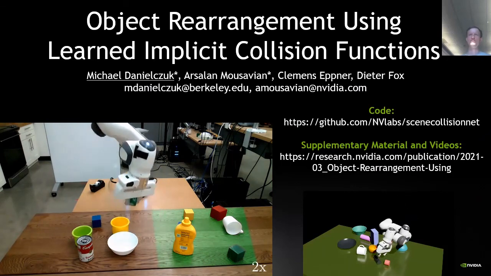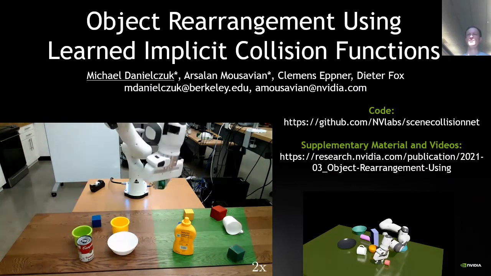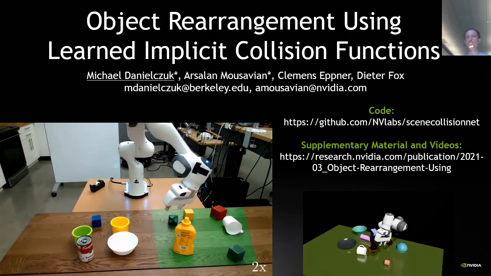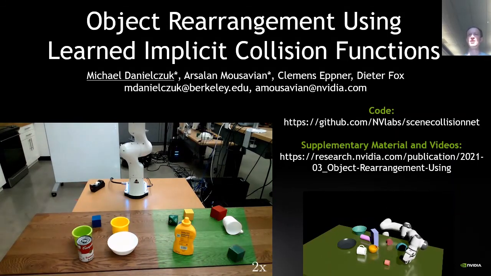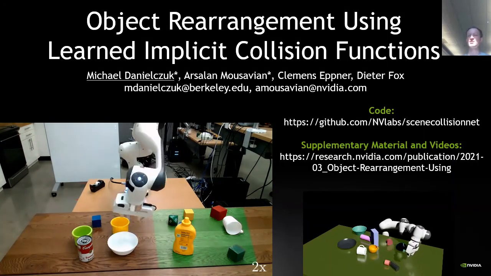Supplementary material and full videos of the robot experiments can be found at the link shown here, and our code is available for reproducing SCENECOLLISIONNET training and rolling out the MPPI policy in a simulated environment.